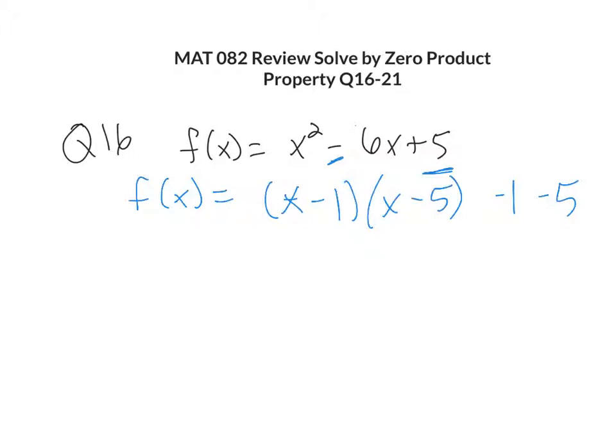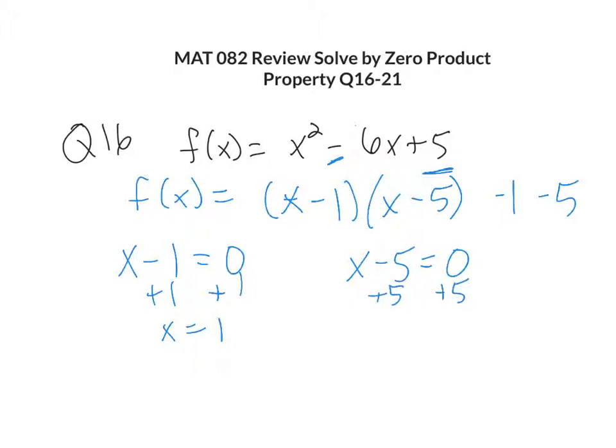Now to use the zero product property, we take each of these and set them equal to 0. So I'm going to take x minus 1 equal to 0 and x minus 5 equal to 0. And then you solve them individually. To get rid of minus 1, I have to add 1 to both sides, and I see x is equal to 1. To get rid of minus 5, I have to add 5 to both sides, and I see that x is equal to 5. So then I would write this, x equals 1 comma 5, and put it in my brackets. If I was graphing this quadratic, it would cross the x-axis at 1 and 5.